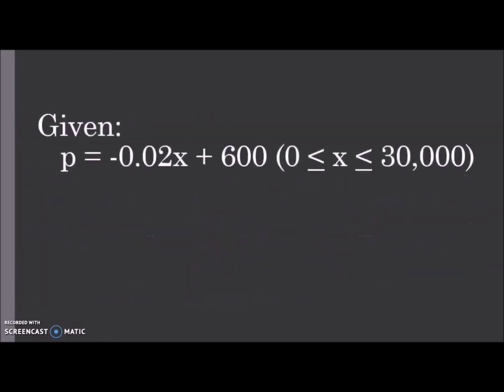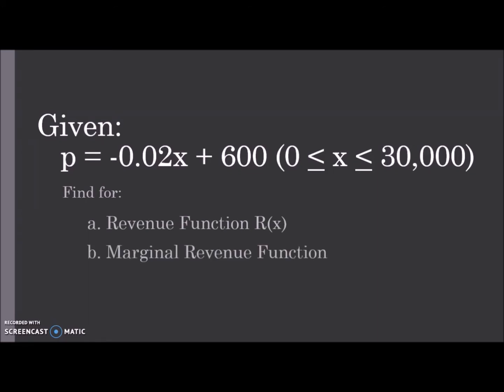So our given P is equal to negative 0.02x plus 600, where x is greater than or equal to 0 and x is less than or equal to 30,000. We're going to find for A, the revenue function, B, the marginal revenue function, and C, we're going to compute for R prime 10,000.